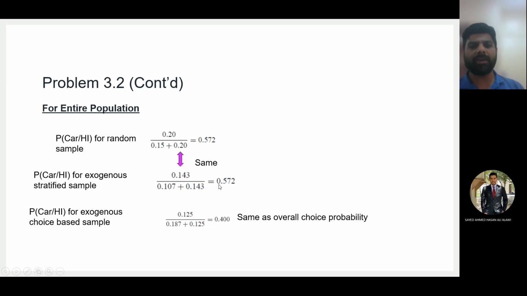So that is 57.2%. So there is a 57.2% possibility that a car user will belong to the high income group in the stratified sample. Now, this possibility matches the overall possibility of the population. Okay, 57% and 57.2%, same. So whether you take a stratified sample or a random sample, the possibility for the sample and the population remains the same.